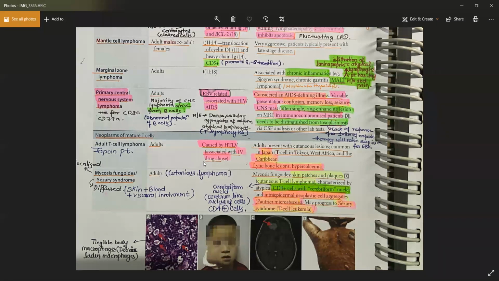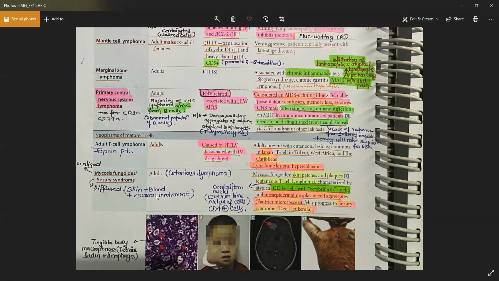What you will see are the cutaneous lesions, because the T lymphocytes are also present in the skin. So you will see multiple cutaneous lesions, some nodules, sometimes ulcers. Some kind of a rash would be seen. And above that, if the patient is from Japan, you will think about the HTLV. You can get the lytic bone lesions as well as hypercalcemia. So a patient with skin lesions, with hypercalcemia, with lytic bone lesions, and a history from Japan, it will make you think about the HTLV. Is that okay?